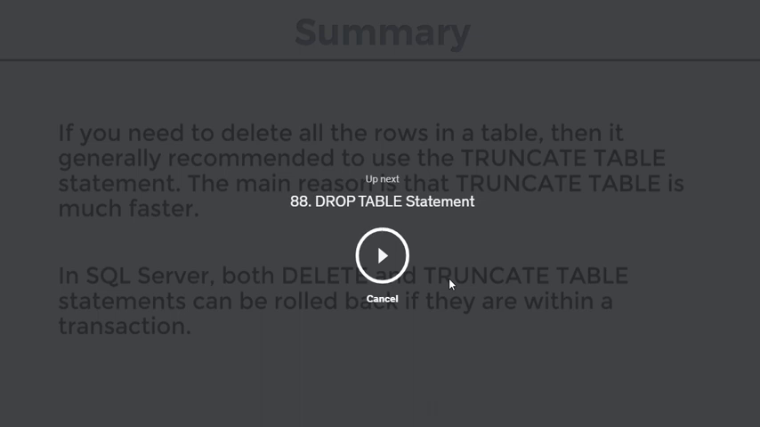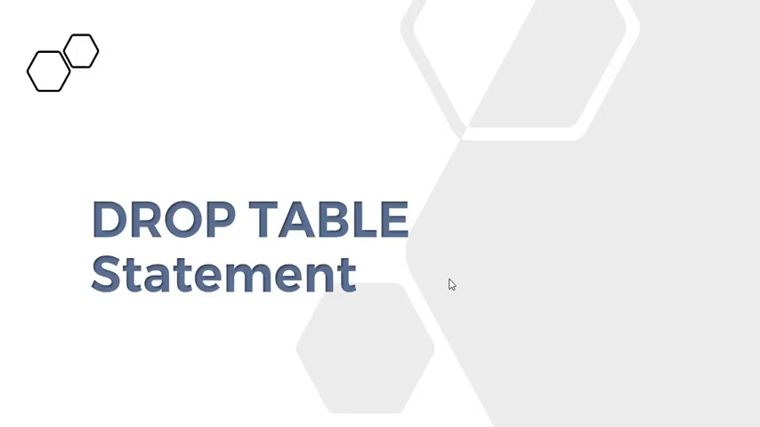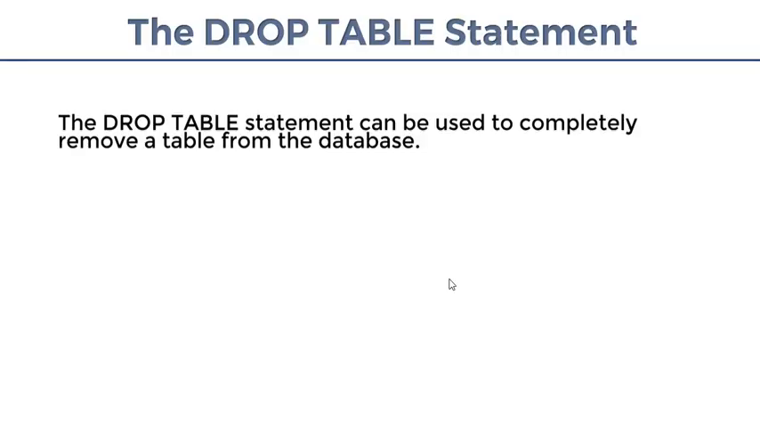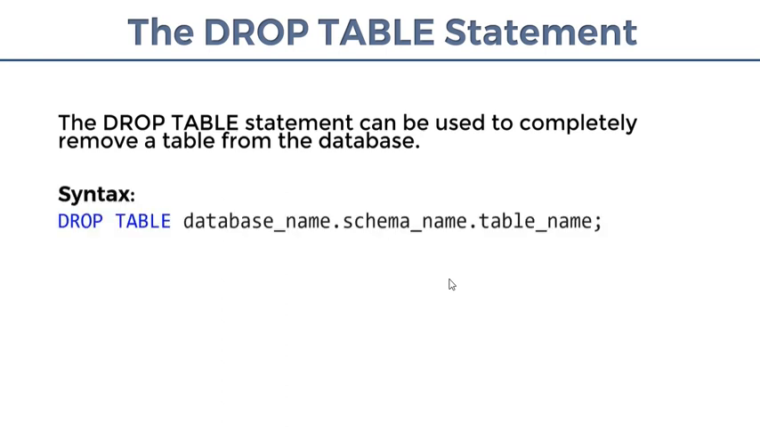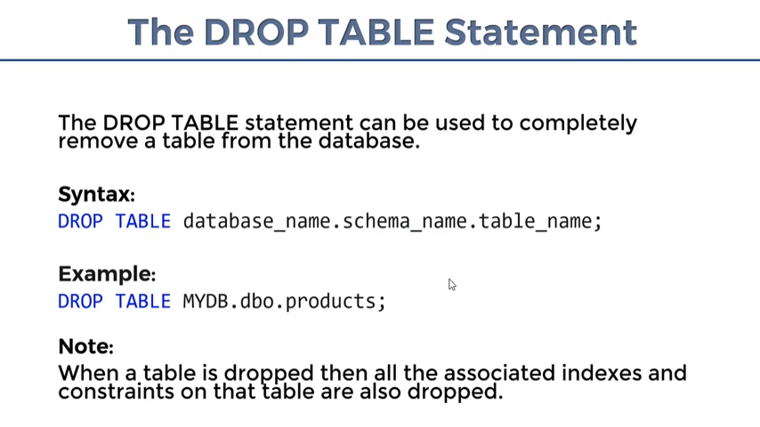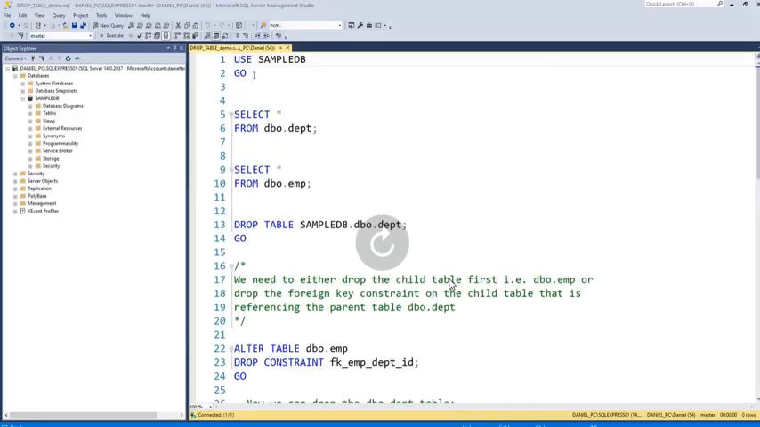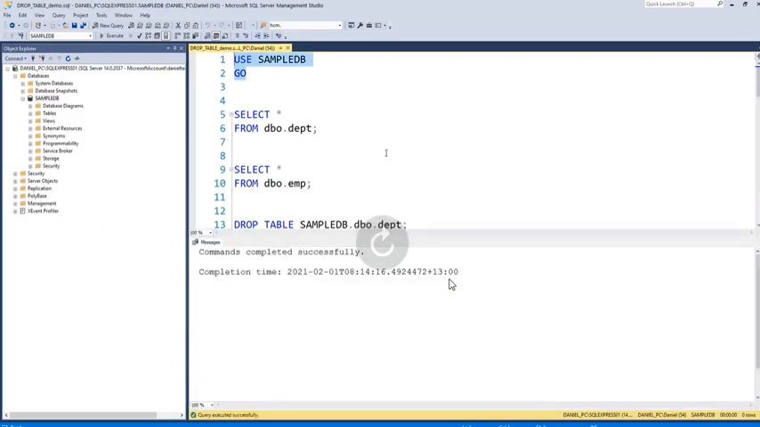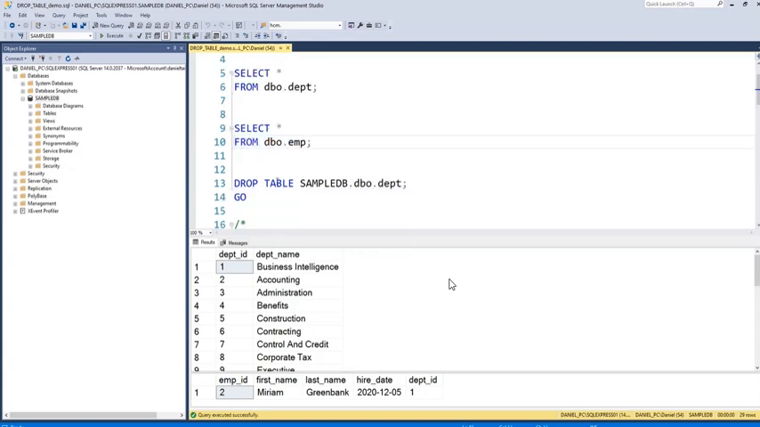Drop table. How to use the drop table statement? The drop table statement can be used to completely remove a table from the database. If you want to remove the table from the database, simply drop table products. When a table is dropped, all the associated indexes and constraints on the table are also dropped. Right? This is the syntax: drop table, table name.